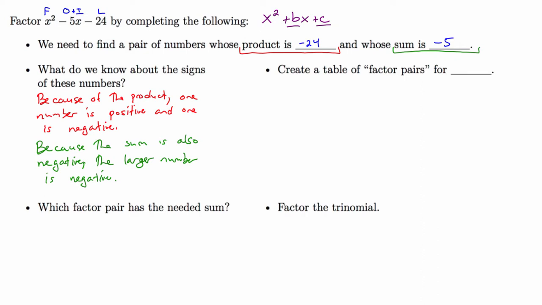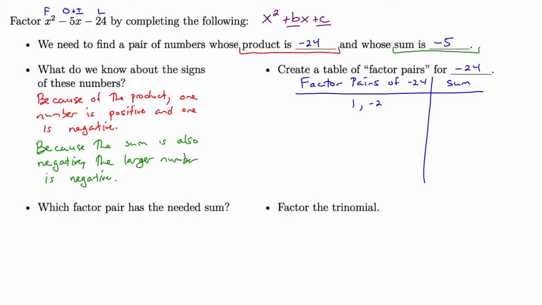Now, using all of this information, we can create a table of factor pairs for negative 24. Our first column will have the factor pairs of negative 24. The second column will have the sum of each of those pairs. Going systematically, we know 1 and negative 24 will multiply to make negative 24, and their sum is negative 23. That's not the sum that we need. Next, we would have 2 times negative 12. 2 times negative 12 is negative 24, but 2 plus negative 12 is negative 10.